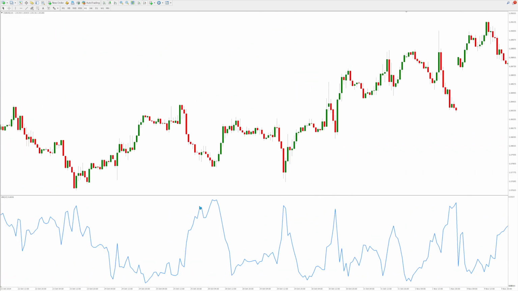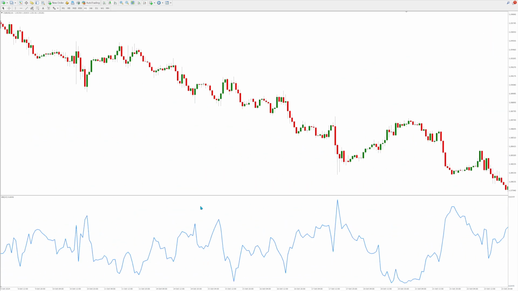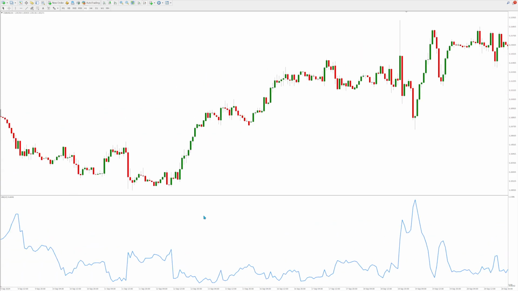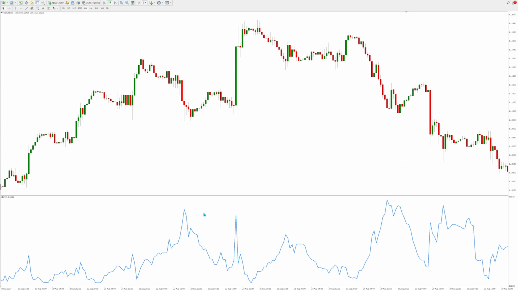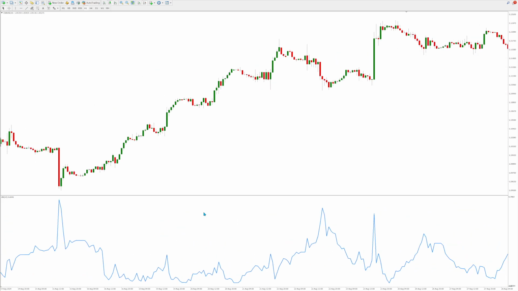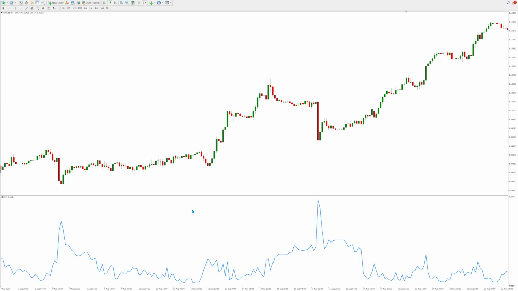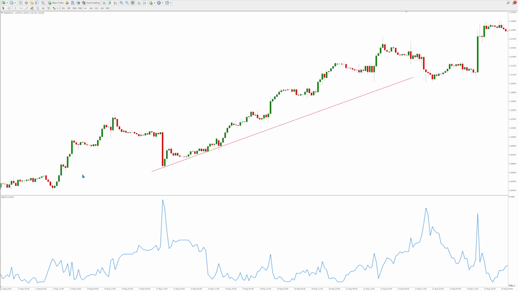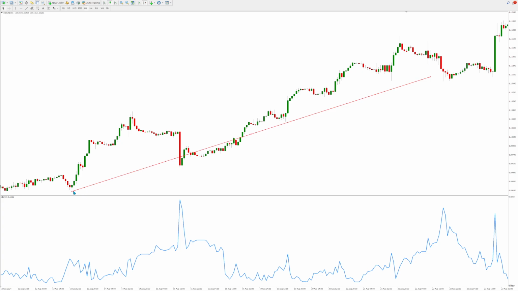Let's have a look. Where can we find an uptrend? So we've got an uptrend here, nice uptrend. You can just apply the same principles really. So you can see markets making these higher lows, so we know we're in an uptrend.